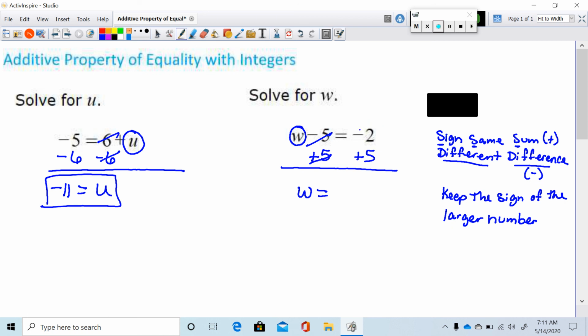Okay, so we have a negative and a positive. Those signs are different. So we have to find the difference. We have to subtract these two numbers, but you want to always put the largest one first. So I'm going to do 5 minus 2 equals 3. Now, you look at which number is bigger, the 5. It has a positive in front of it. That means your answer is going to be positive. So 3 is the answer to this problem.